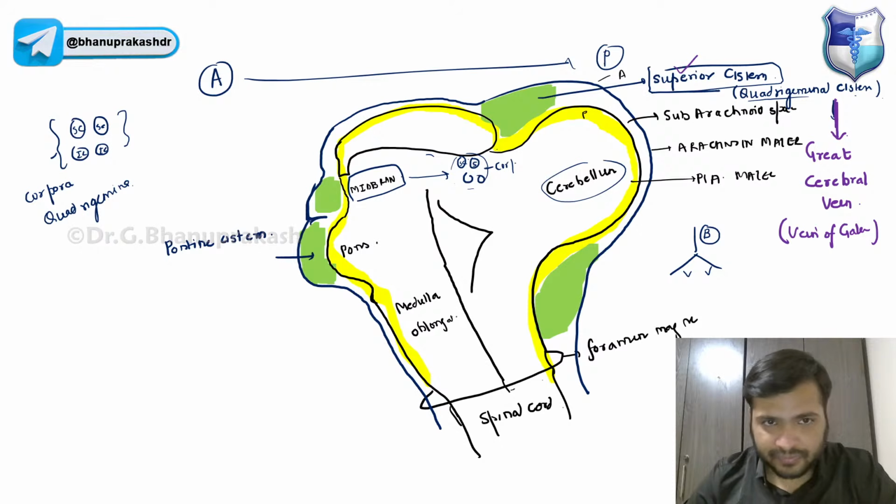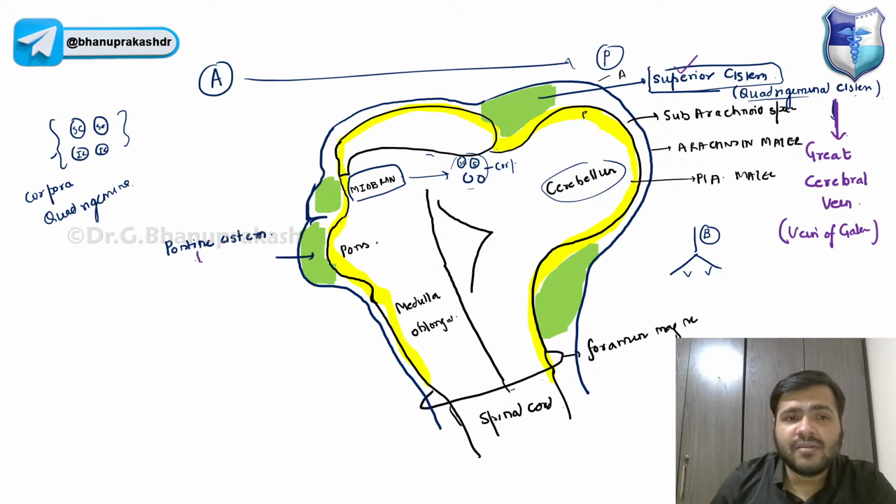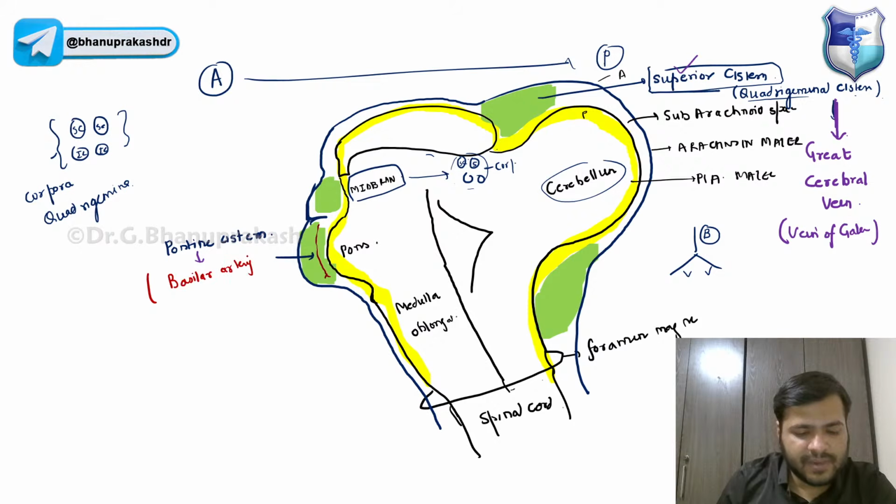Apart from that, this pontine cistern will be containing an artery which will be running in front of this pons, and that is called the basilar artery.